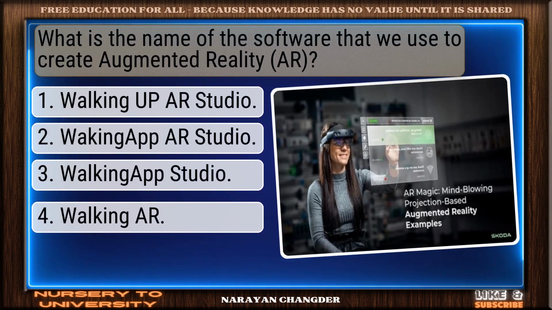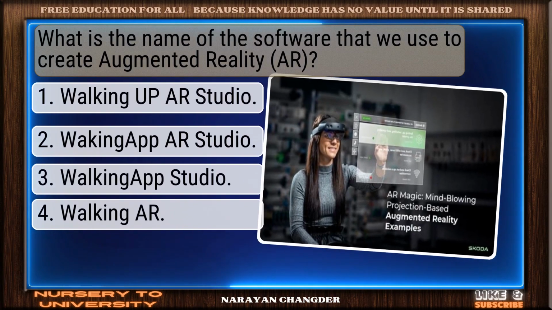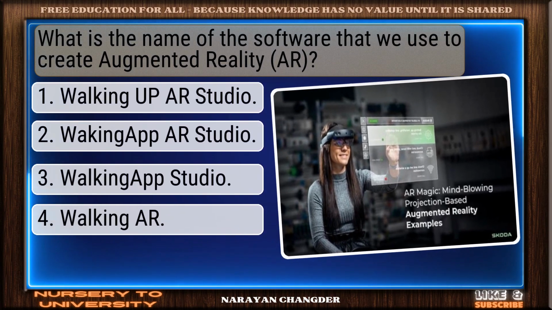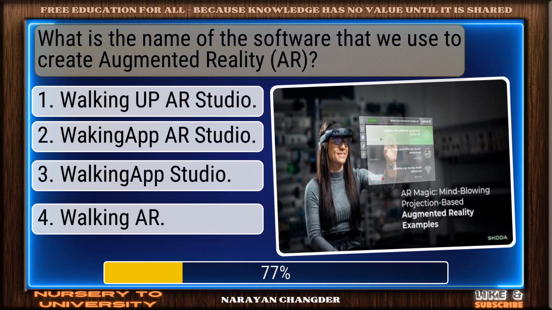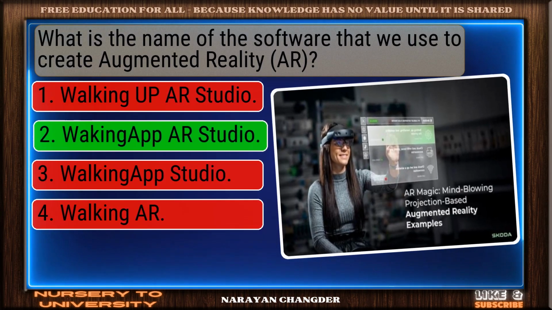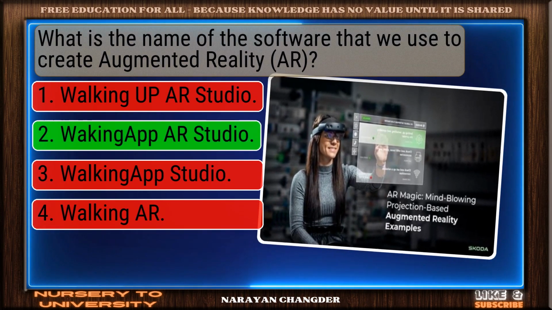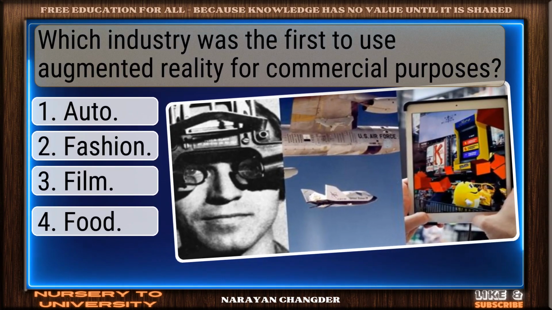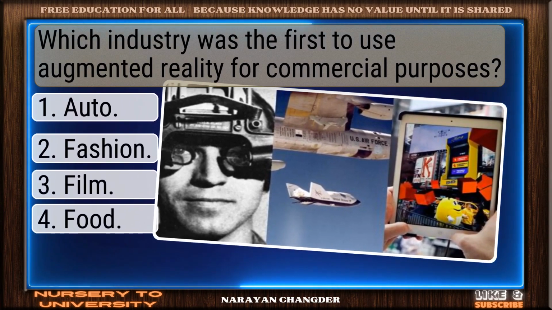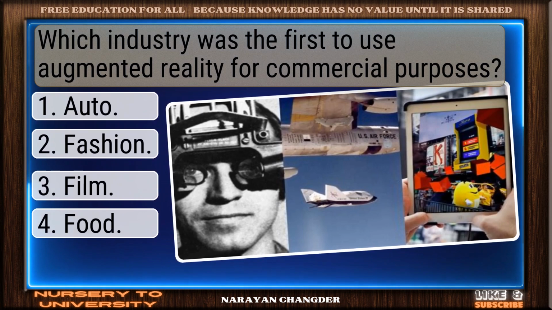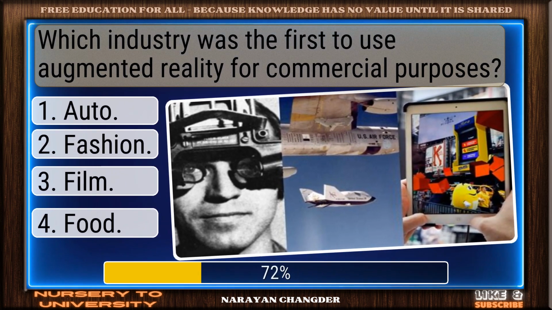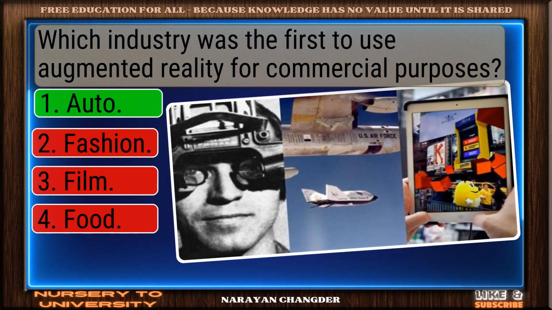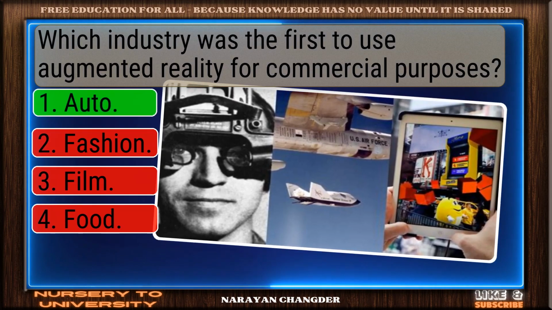Question number 19. What is the name of the software that we use to create augmented reality? Correct response. Wakingapp AR Studio is the most accurate answer. Question number 20. Which industry was the first to use augmented reality for commercial purposes? Good job. Your answer auto works well here.